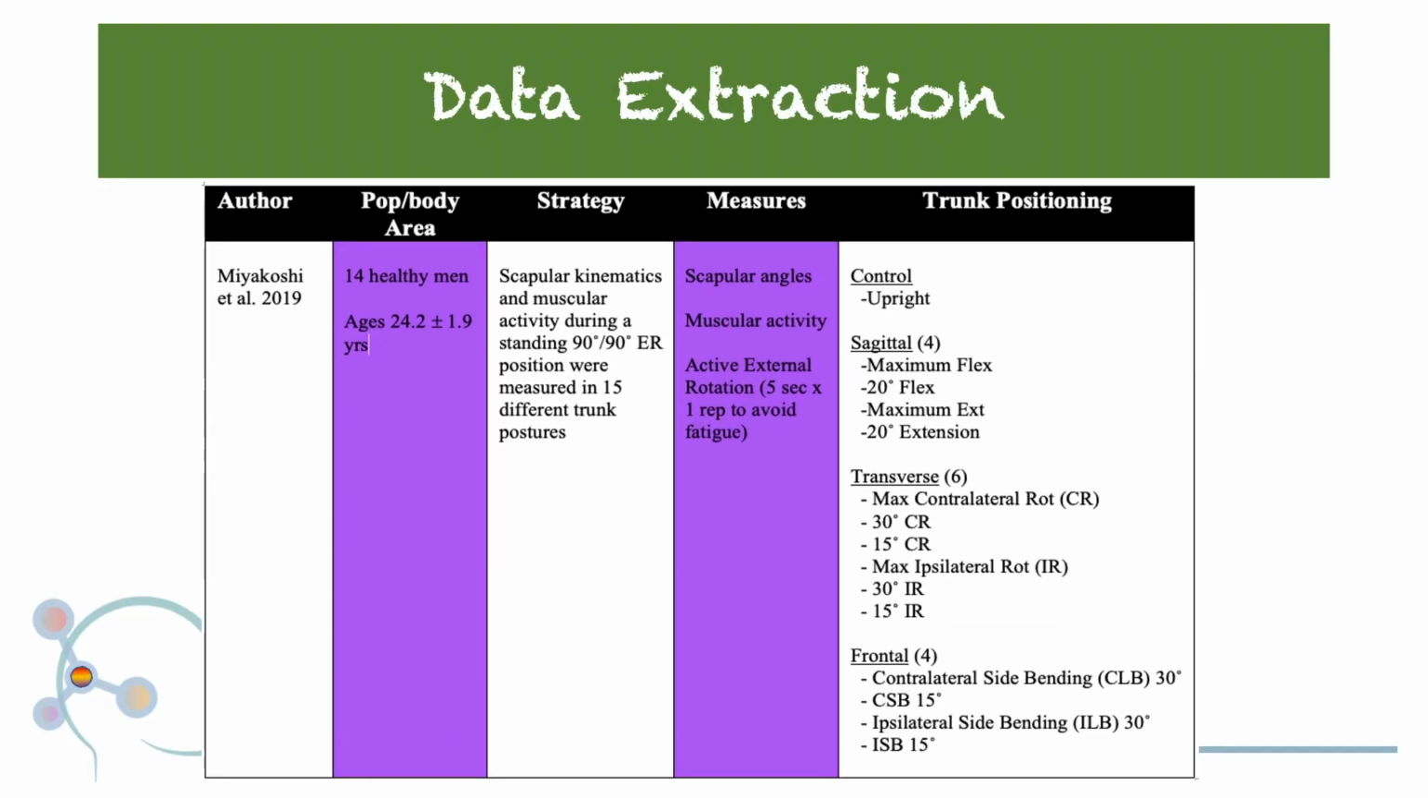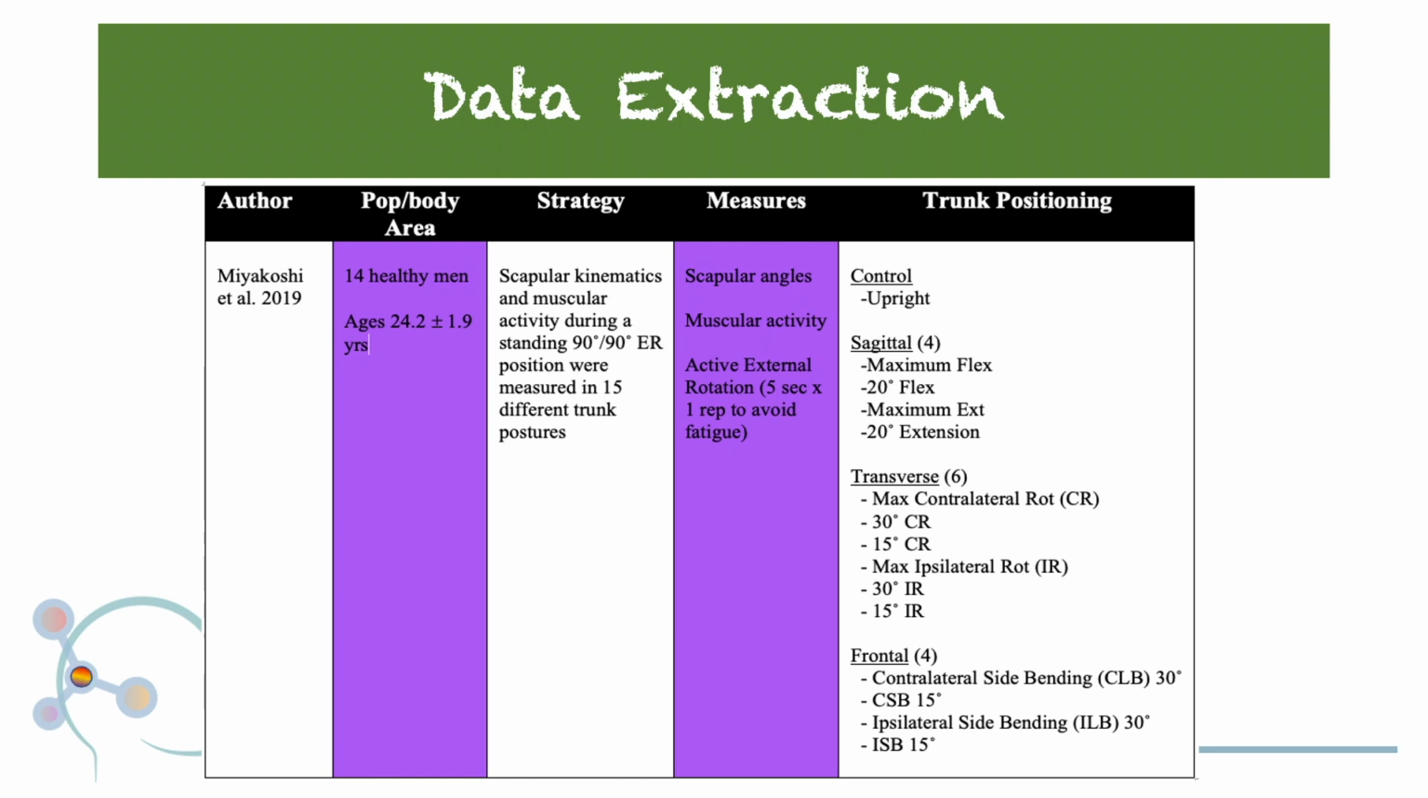To summarize things, I've taken and extracted the programming components that were utilized in this study. So you'll see that the authors recruited 14 healthy young men with a mean age of 24 plus or minus 1.9 years. Scapular kinematics and muscular activity during a standing 90-90 external rotation shoulder position were measured in 15 different trunk postures. The measures taken were EMG muscle activity and active external rotation that was held for 5 seconds at 1 rep to avoid fatigue. This was measured with a goniometer.